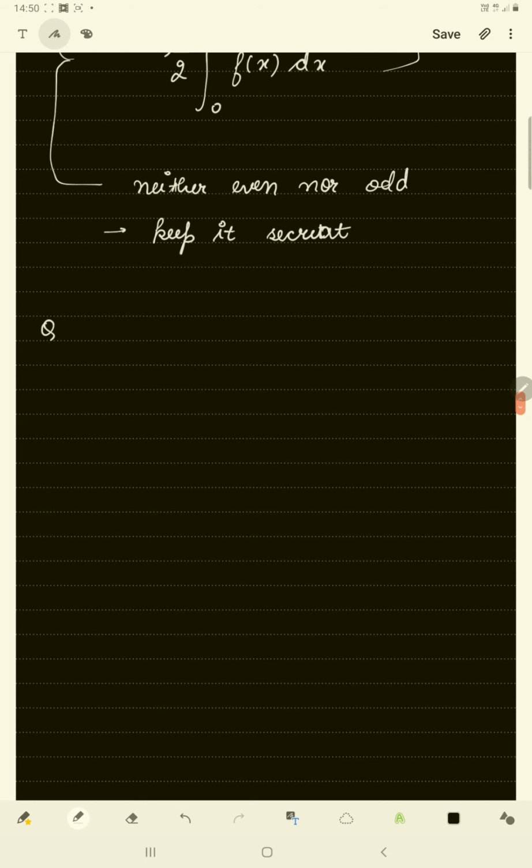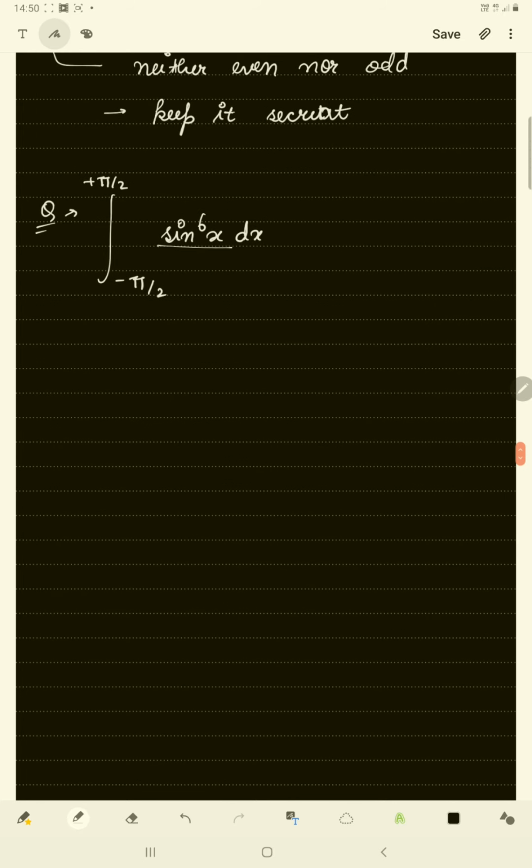Let us do a question so that you get to know what we are talking about. We have minus pi by 2 to plus pi by 2 as our limits, and sin to the power 6x dx. Just by looking at the function we know that the power is 6, so if we substitute minus x we get the same value. So this is an even function, and we can directly change the limits from 0 to pi by 2, with a 2 multiplied over here, and sin^6 x dx.